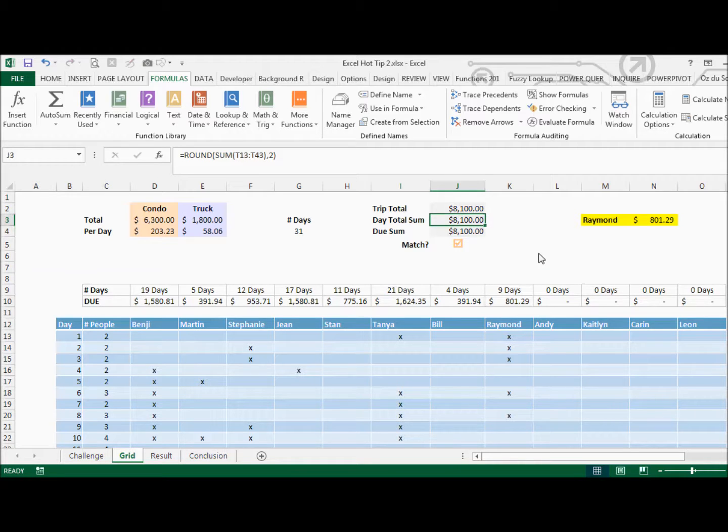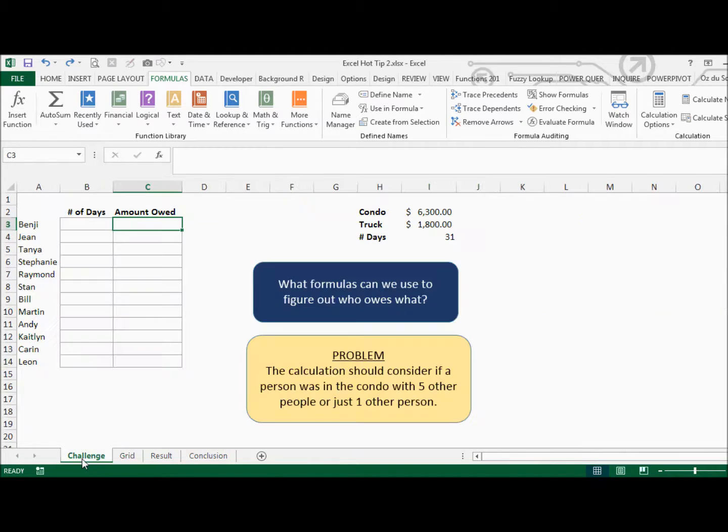What if I say this was, say, $60? Now we have an X. Let's undo that. But that's one good way of ensuring that your math is correct.